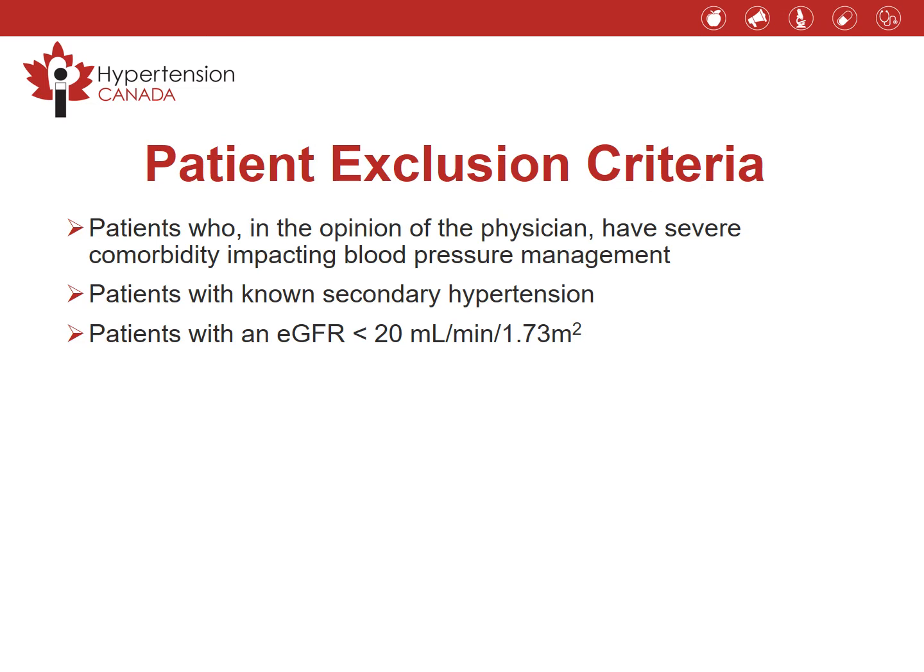The patient exclusion criteria are as follows: patients who, in the opinion of the physician, have severe comorbidity impacting blood pressure management, patients with known secondary hypertension, patients with an eGFR less than 20 milliliters per minute per 1.73 meters squared.